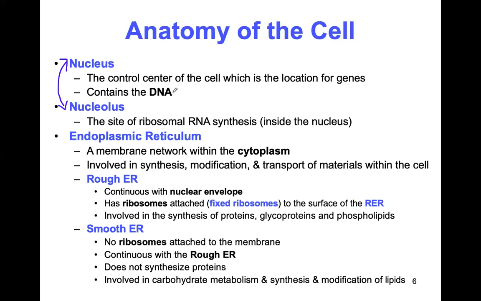Okay. Now the ER, the endoplasmic reticulum. The endoplasmic reticulum comes in two flavors, right? It comes in smooth and it comes in rough. The difference between smooth and rough is, does it have ribosomes fixated to it or not?